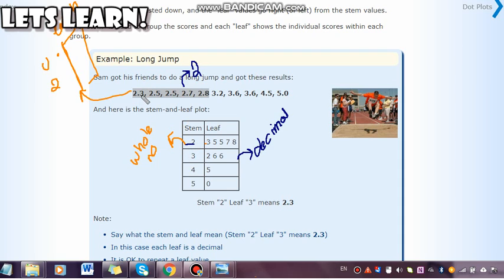tenths place, like 2.3. So we have 3 here, so 3 is coming here. Then in 2.5 we have the 2 here outside and 5 will go inside. Similarly 2 here outside, 5 goes inside again, 2 comes outside and 7 goes inside, 2 stays outside and 8 goes inside. Then we have a second group.